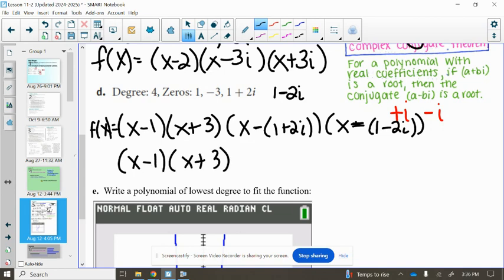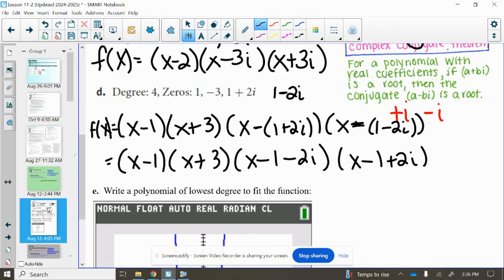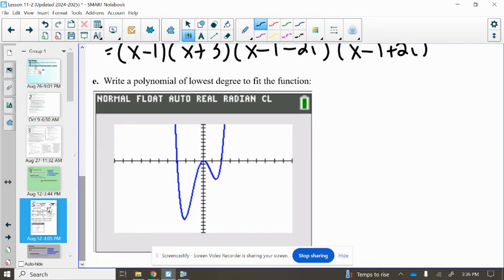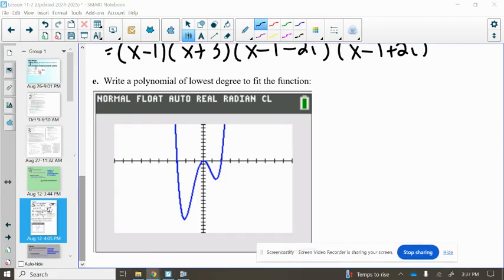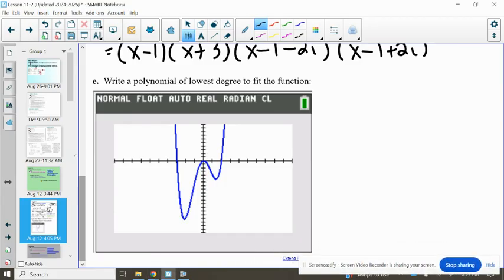In that they might distribute that negative. So x minus 1 minus 2i, x minus 1 plus 2i on that one. Now, we've talked about before in some of the Delta Math being able to write the equation based on the picture of the graph. So this time we have a couple of zeros being given to us.